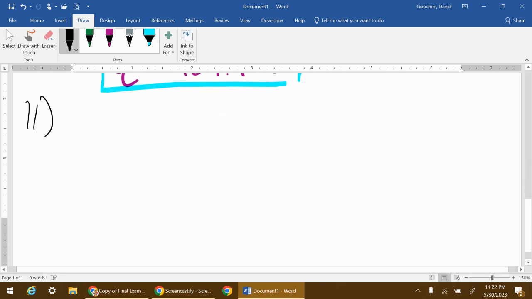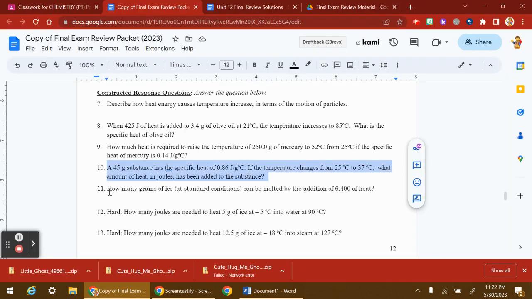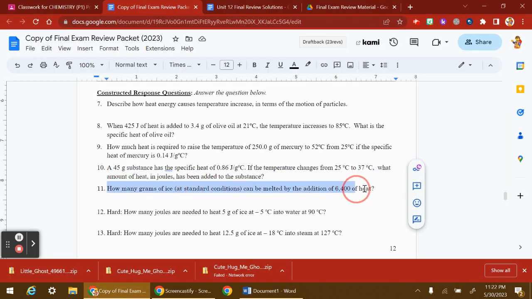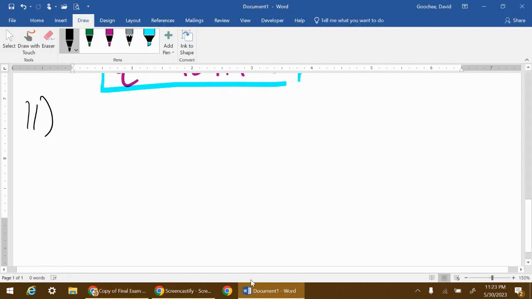Here we go. Problem 11. How many grams of ice at standard conditions can be melted by the addition of 6,400, that should say joules of heat. Should say joules. All right. Let me double check here, make sure it says it on this packet. Yeah, okay. So here we go. How many grams of ice can be melted? Melted. So this is a phase change problem.